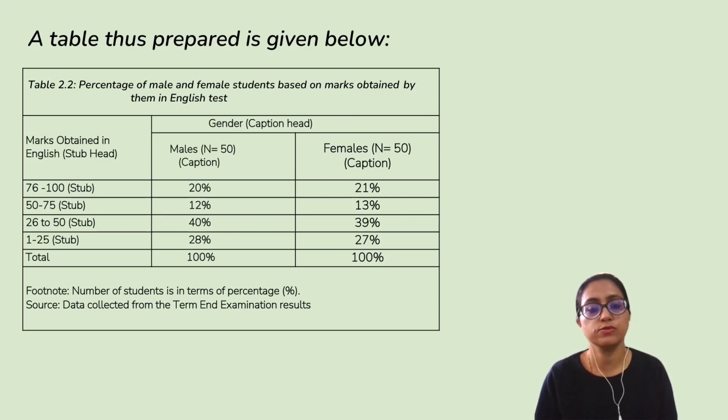Footnote mentions the number of students in terms of percentage, that is the unit. Source is from where you have got that data. So source is the data collected from term and examination results. Okay, so this is how you prepare a table. So this is an example of a table.